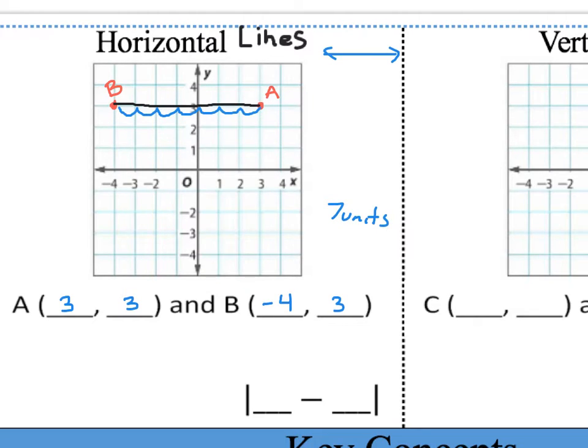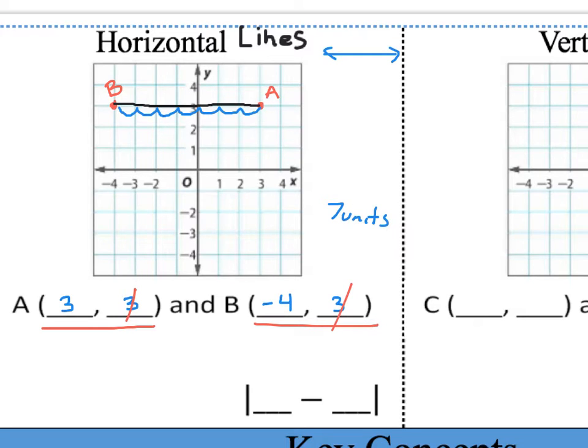But if we're not given a graph, we can take a look at our coordinates. Let's look at our coordinates down here. We have point A and we have point B. Notice that the y coordinates are both the same. If the y coordinates are both the same, I'm going to ignore them for now. Anytime your y coordinates are the same, we have horizontal lines.